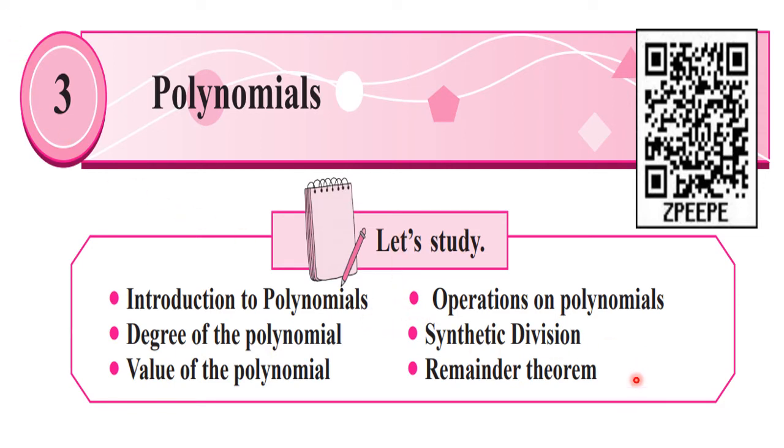We are solving practice set 3.2, which is based on operations on polynomials, and in that we have completed the first three questions, based on addition and subtraction. Now let's go towards the next operation, that is multiplication. So all of you, please open your textbook and go to practice set 3.2 there.